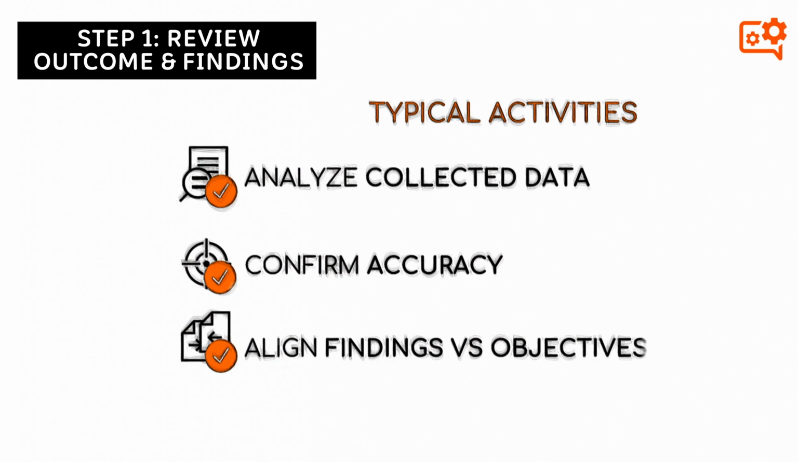Step 2. Document audit report. This involves shaping the narrative of the audit findings into a comprehensive and structured draft document. Typical activities: organize findings, structure recommendations, and draft a comprehensive report. Transform insights into a clear narrative for stakeholders' understanding.